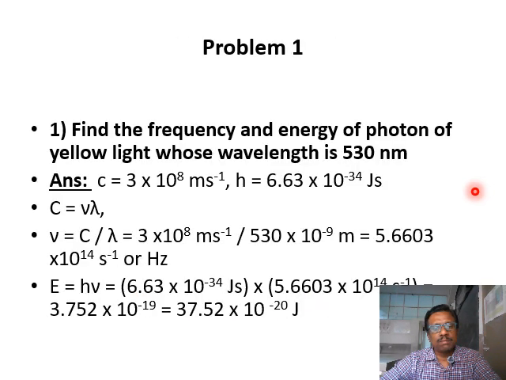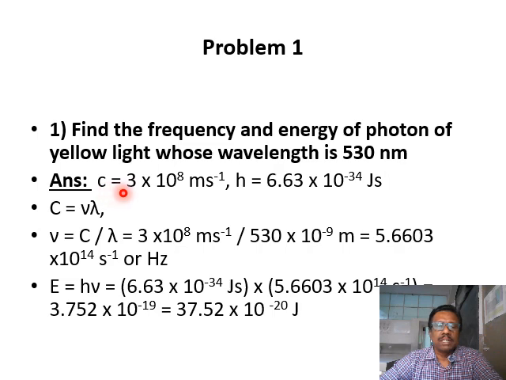Let us solve some problems. The first problem is: find the frequency and energy of a photon of yellow light whose wavelength is 530 nanometer. While solving the problem, we have to study what is given in the problem and what we have to find out. So accordingly, we have written these values here.